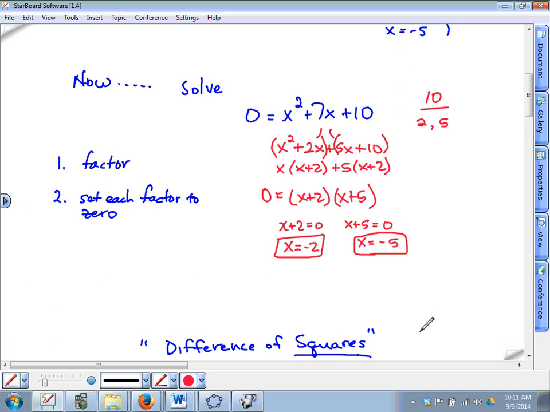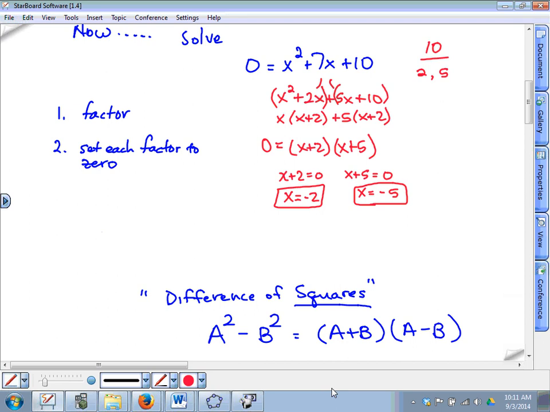You really do. Difference means what? Subtraction. Difference of squares means both terms that are being subtracted are perfect squares. So here's the pattern. This is something you absolutely have to know. You have to have it memorized. There is no other way about it. Some of you might have been taught this last year. If you were, great. If not, that's also okay. We're learning it now.